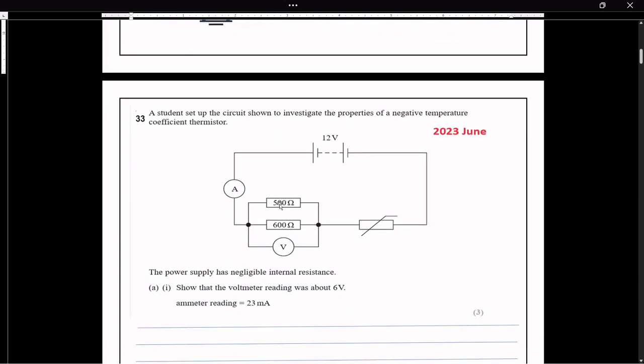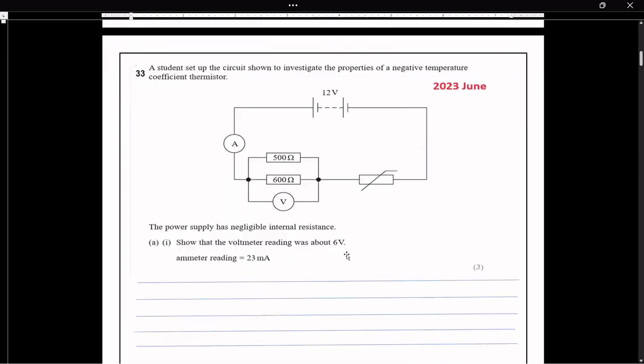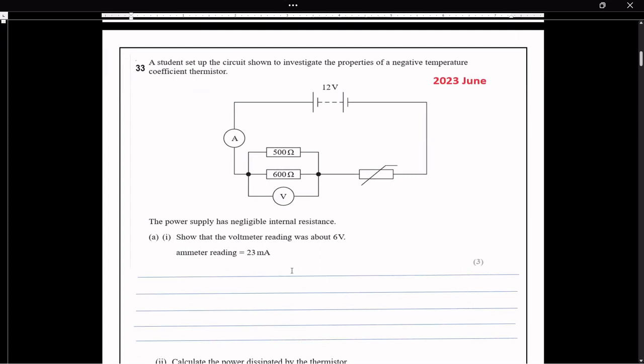There is a parallel combination of two resistors, 500 and 600 ohms, and across that there is a voltmeter to measure the voltage, an ammeter, and a thermistor. So the question is: show that the voltmeter reading was about 6 volt when the ammeter reading, or the current flowing, is 23 milliamps.